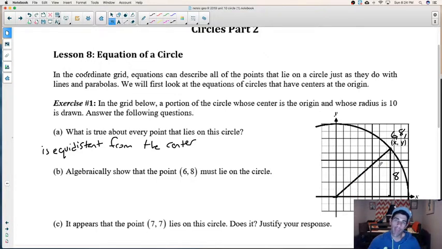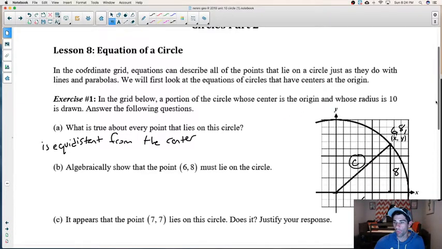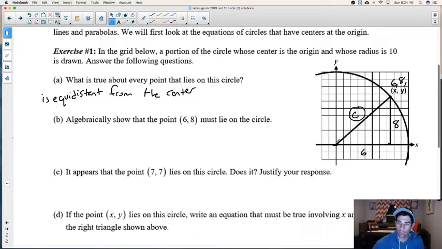If that point was on the circle, then what would this value have to be? Survey says 10, right? It would have to be 10. Now, why does it have to be 10? Because it's going from the center to that point, which is what we just talked about, the radius of that circle. So let's figure that out.